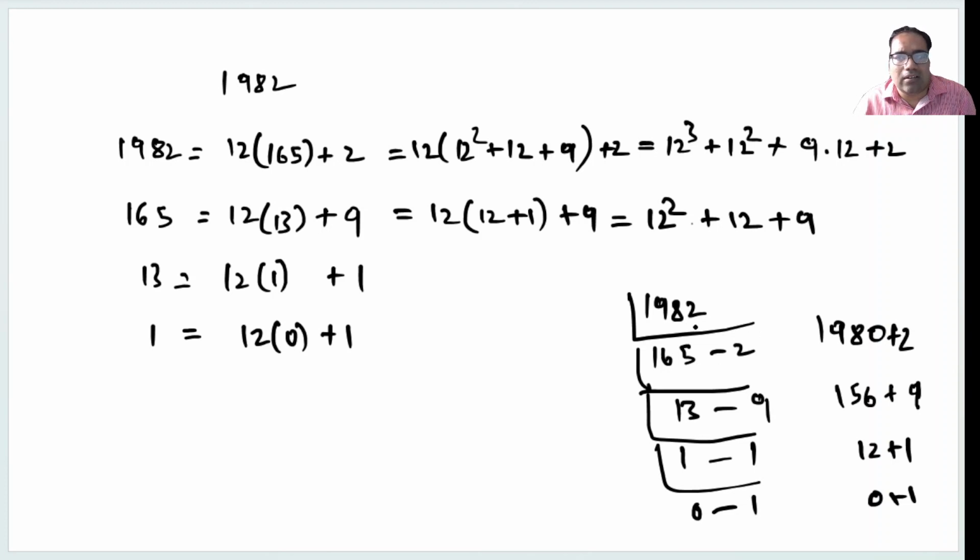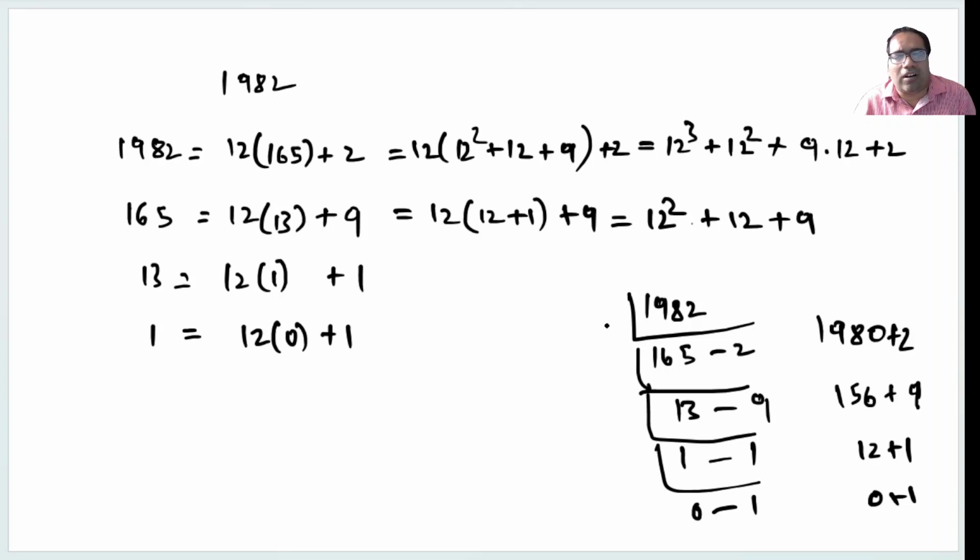165 into 12 is 1980 plus remainder is 2. Now take this 165 and again divide by 12. Right? 12 13s is 156 plus 9 is 165. Then remainder is 9. So then again 12 ones plus 1 is 13. 12 zeros plus 1 is this one.